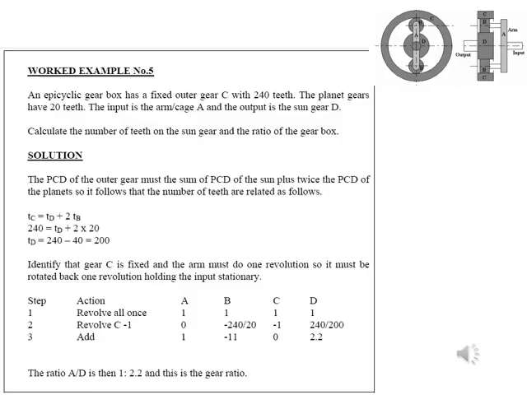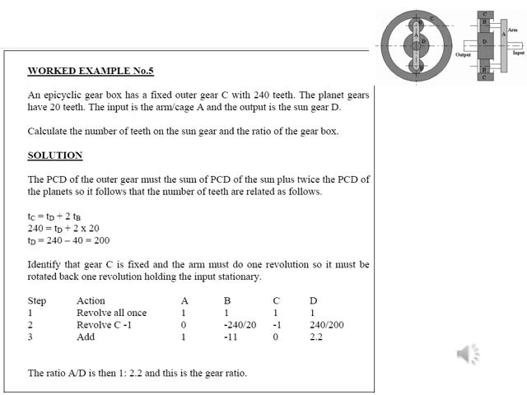Here are some examples for case 1, epicyclic gear. An epicyclic gearbox has a fixed outer gear C with 240 teeth. The planet gears have 20 teeth. B is the planet gear.